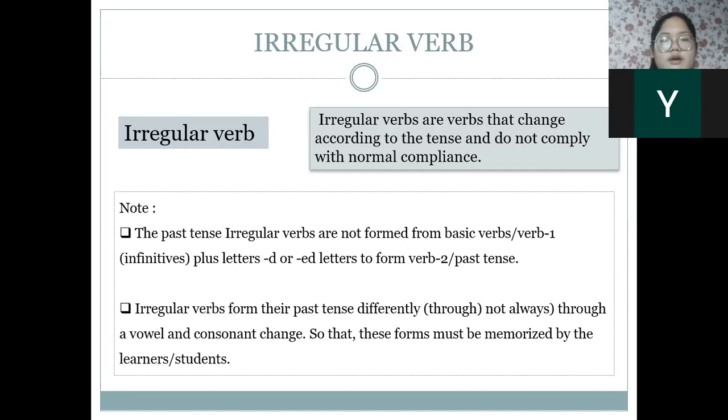Irregular verbs form their past tense differently, not always, through a vowel and consonant change, so these forms must be memorized by the learners or students.